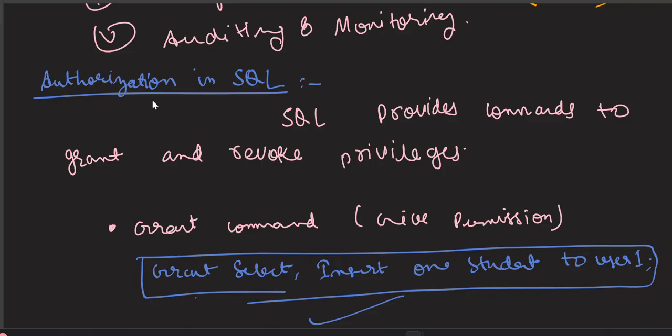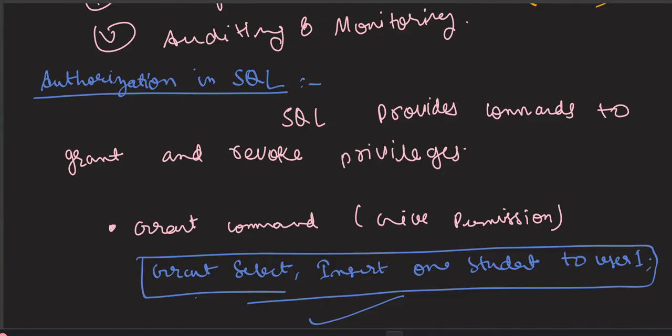You write something like GRANT SELECT, INSERT ON student TO user1. What it does basically is allow user1 to select and insert data into the student table. I hope I am clear.